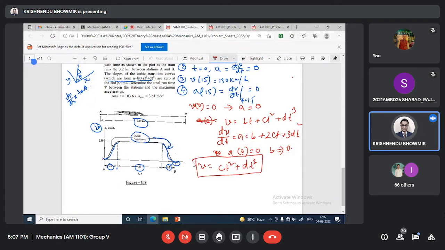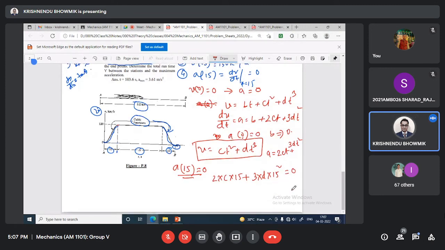Up to this we understood. Now if I use the acceleration at 15, what is it? We said this is also 0. Since b equals 0 as I already told, I can write acceleration equals 2ct plus 3dt square. Utilizing this: 2 multiplied by c multiplied by 15 plus 3 multiplied by d multiplied by 15 square equals 0. So we can write 30c plus 675d equals 0. Let's have this as one expression. We are trying to find the values of c and d.